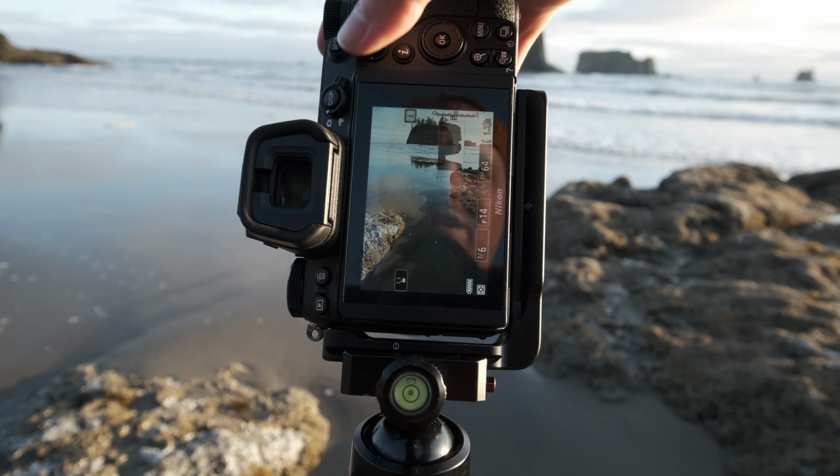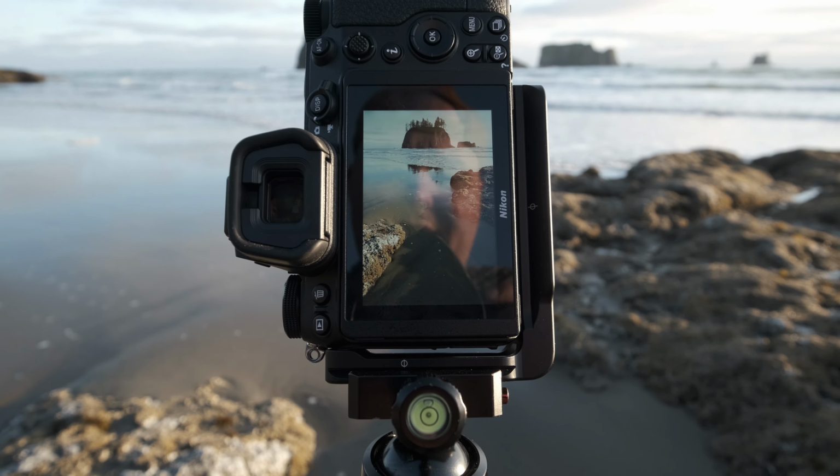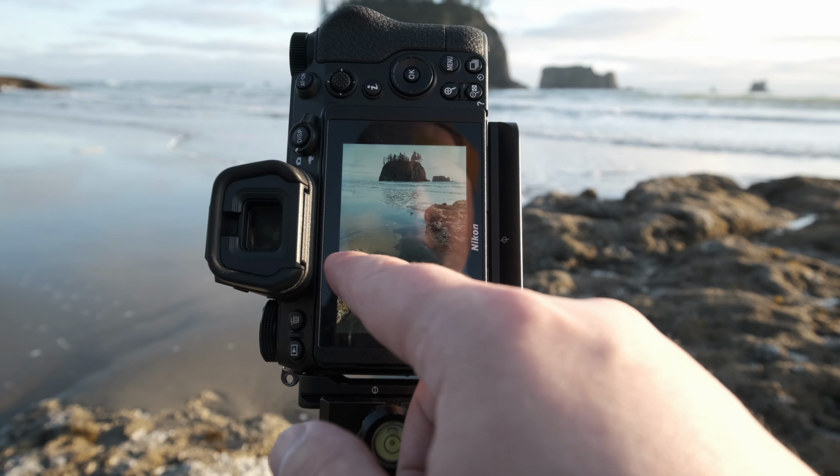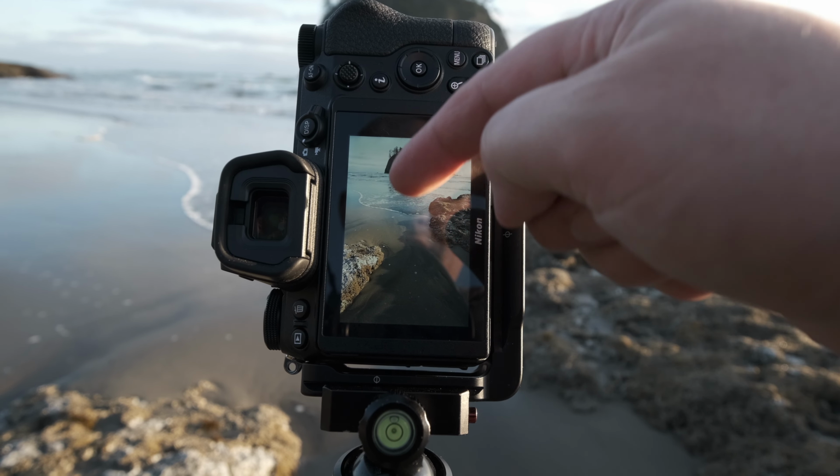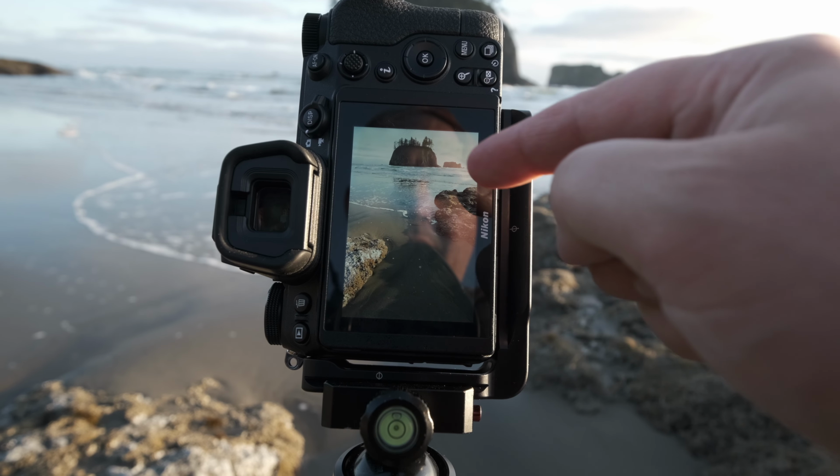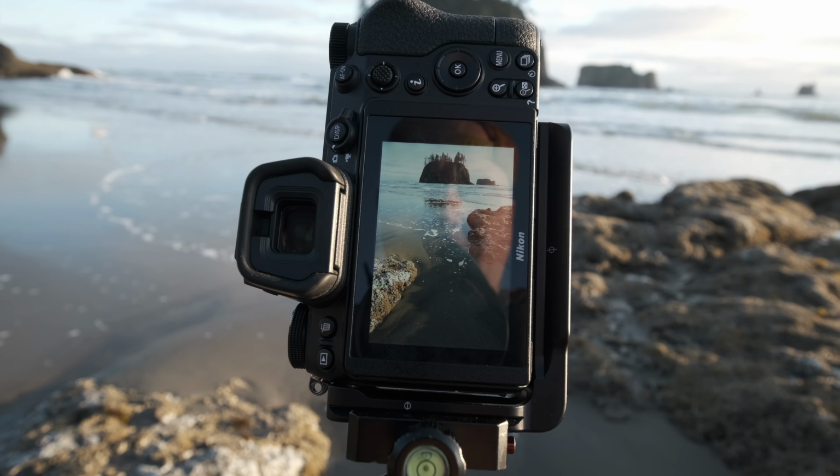So this composition here, I am just kind of set up between these two rocks. There's a rock here on the left, rock here on the right. And then sometimes the waves are kind of crashing through. So I'm kind of waiting for the waves to go through.